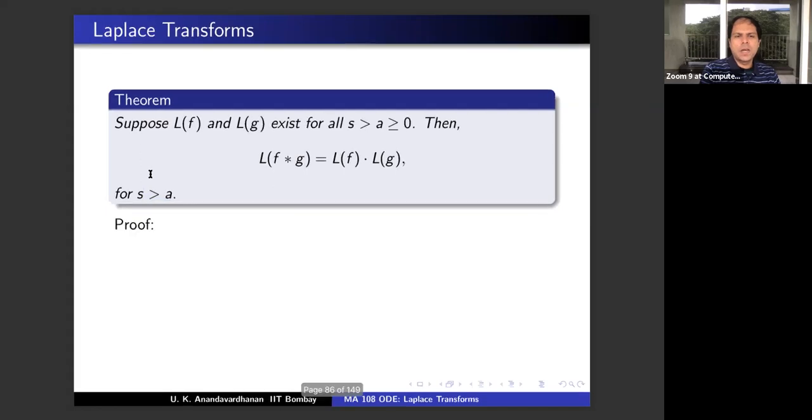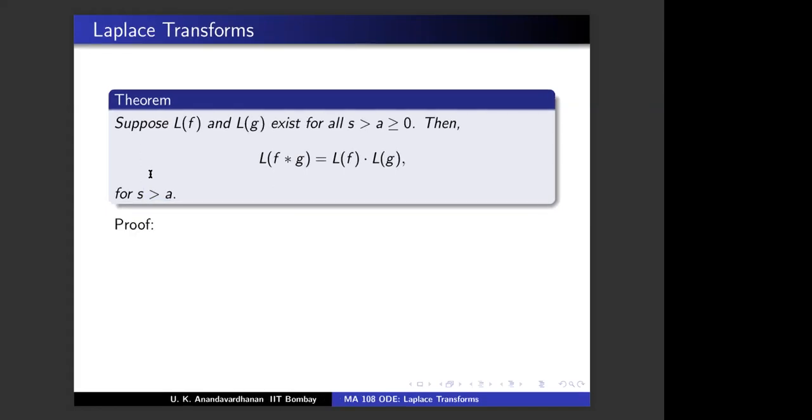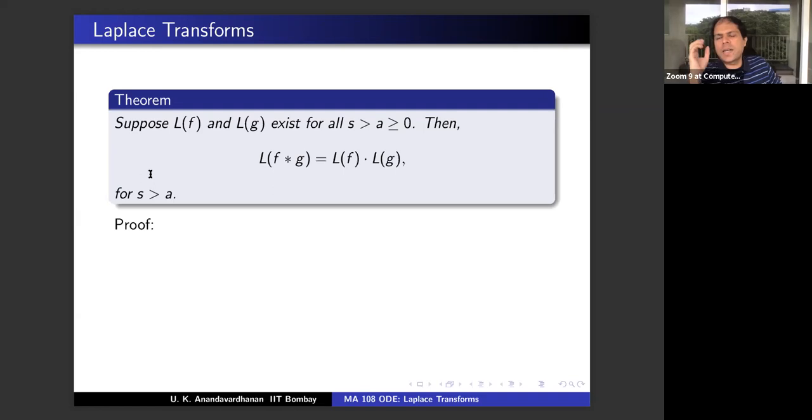The proof is easy. Many times, in order to guess what the correct thing should be, that is the difficult part. Somebody had to think about this, and somebody had to think about the operation of convolution. Once you get that, the proof is easy. So LF times LG, let us write. What will be your next step? You tell me.